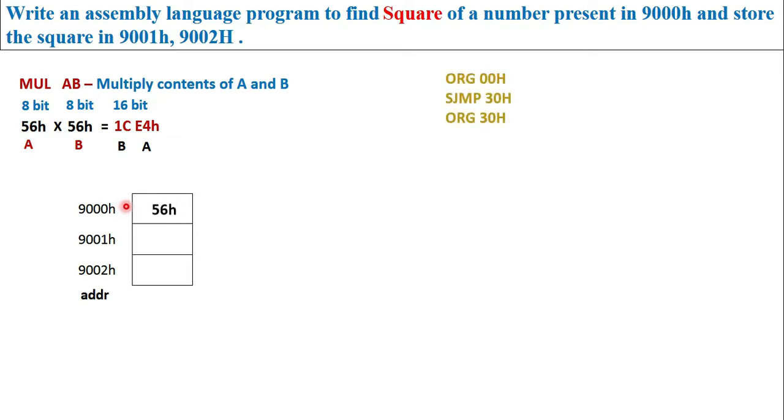So we know the first 3 lines of code are ORG 00H, SJMP 30H and ORG 30H, to skip the first 30 bytes of memory locations. Now to begin with, we have to access or fetch this data which is stored at 9000H. 9000H is a 16-bit address, so this represents external memory, and when we have to fetch any data from external memory, we need to use the external memory pointer DPTR. So the first task here is to initialize DPTR with 9000H.